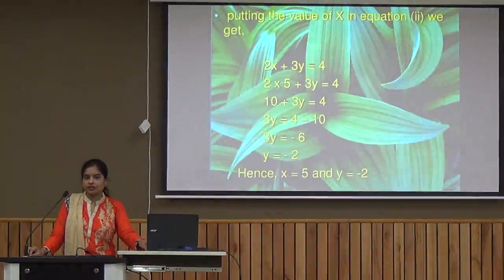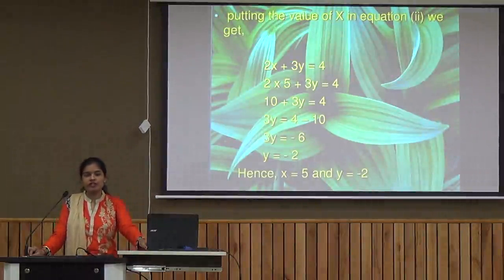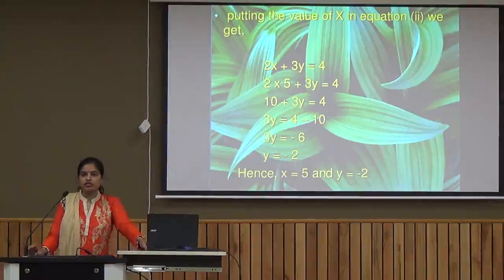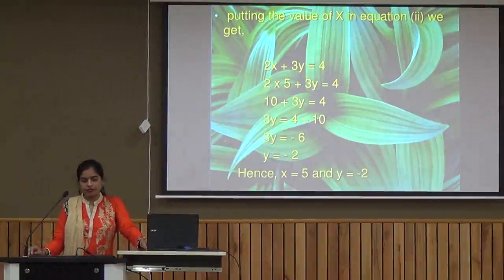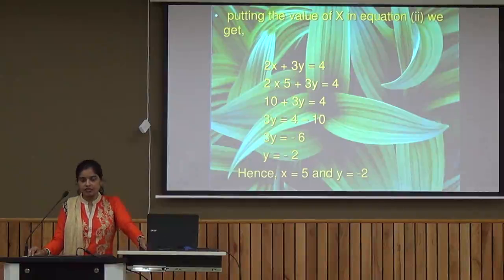Putting the value of x as 5 in the next equation, it's up to you. You can put the value of this variable x in the original equation, either the first or the second. From there we can find the value of y as minus 2. Therefore, we can write our final answer as the solution of the pair of linear equations is 5, minus 2.